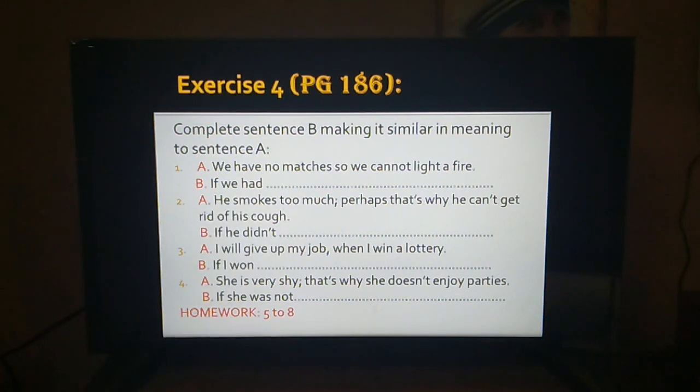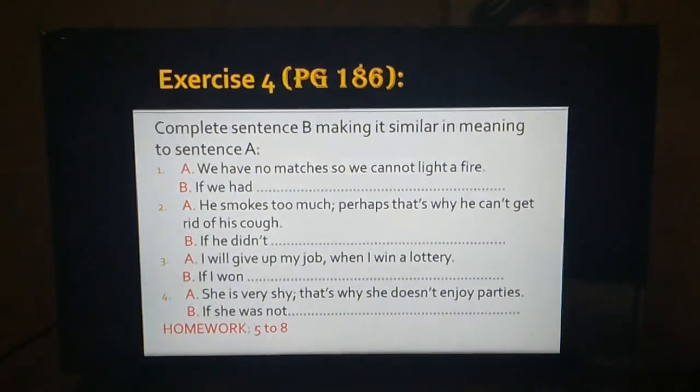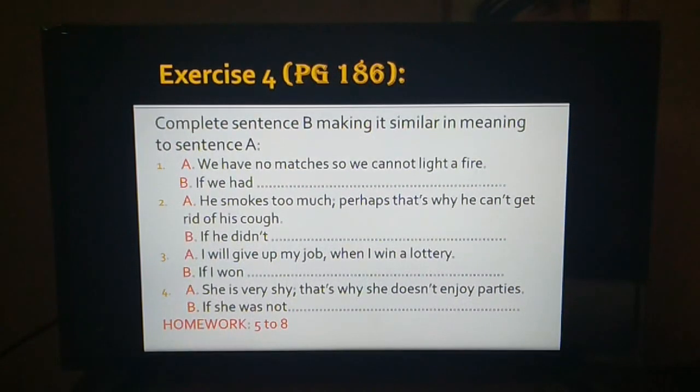Second one, he smokes too much. Perhaps that is why he can't get rid of his cough. If he didn't smoke so much, so that is the if clause, so a comma is needed. If he did not smoke so much, comma, he could not get rid of his cough.